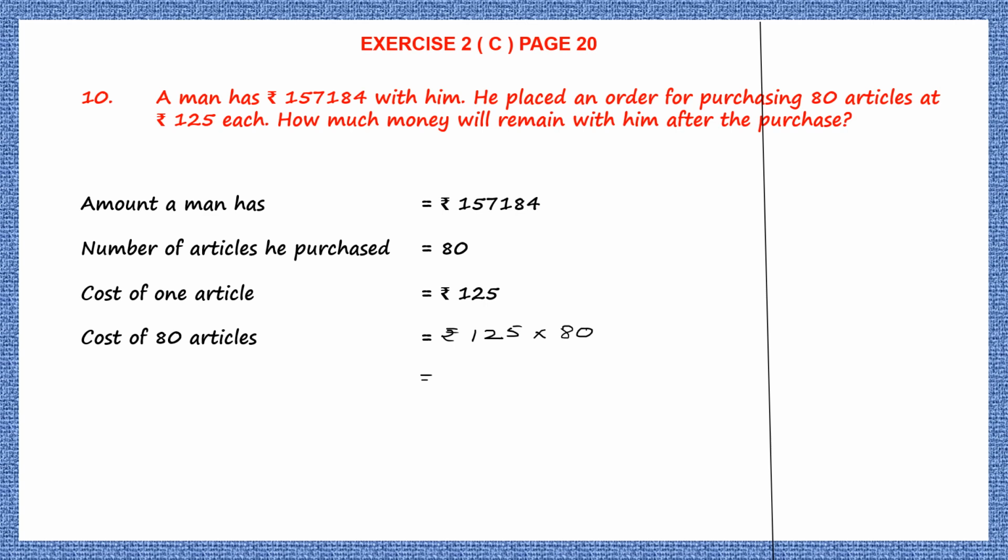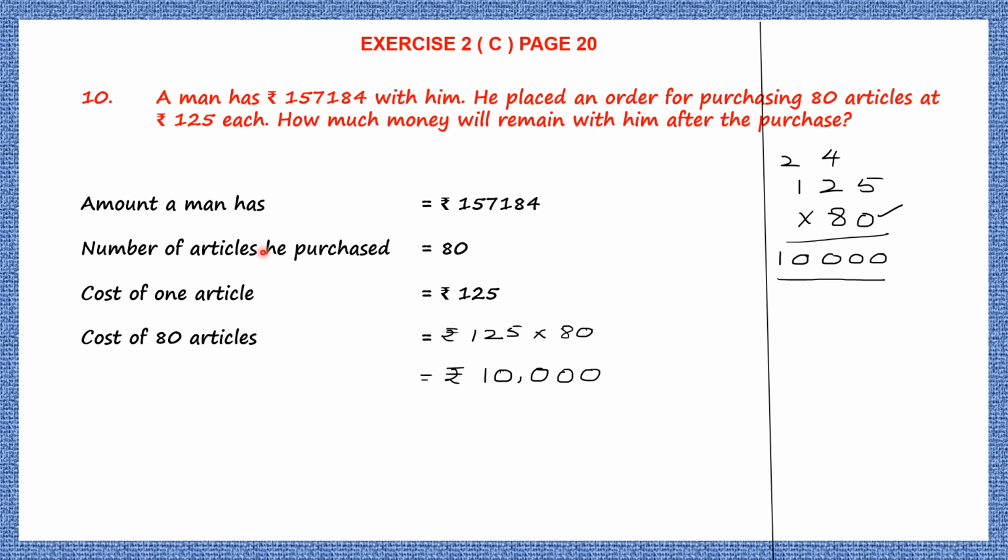So let's multiply that. 125 into 80. Whenever you have numbers ending in 0, multiplication is easy. Ignore the 0 for now and multiply with 8 first. 8 5s are 40, carry 4. 8 2s are 16, plus 4 is 20, carry 2. 8 1s are 8, plus 2 is 10. Now let's add this 0. So we have 10,000. That means the cost of 80 articles is 10,000 rupees.